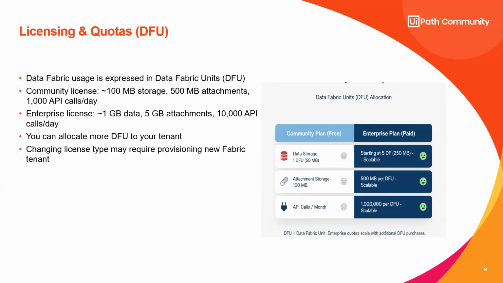And if you're scaling up, say thousands of tickets, we might want to move to an enterprise license. We can also allocate more DFUs to our tenant or provision a new Fabric tenant if needed. So we just need to keep an eye on our usage and design efficiently.